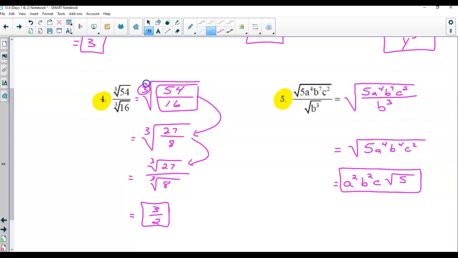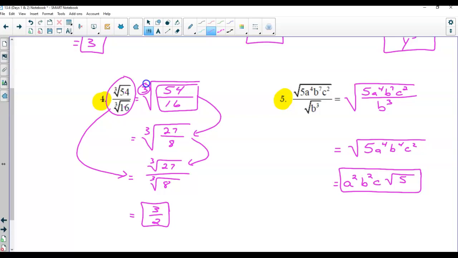Do I have to do this? No. If you see these are the same roots, that means you can reduce the numbers underneath and you can jump straight to here. Okay? And then from here, you know the cube root of 27 is 3. And you know the cube root of 8 is 2. So number 4 is just 3 over 2.